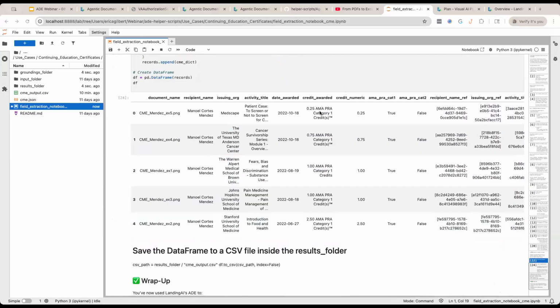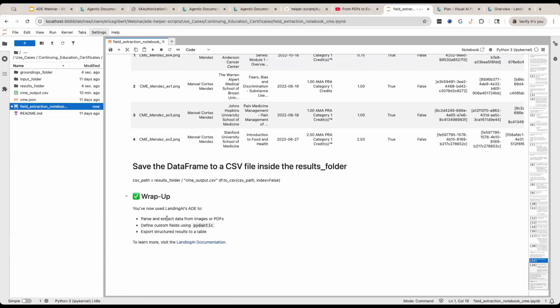And again, I could seamlessly automate this by dropping these into a specific folder that the API is running sort of a cron job on daily. And then I don't have to run this myself. So yeah, we just really saw LandingAI's agentic document extraction to parse and extract data from those images and PDFs, define custom fields, and then extract those structured results to a table.